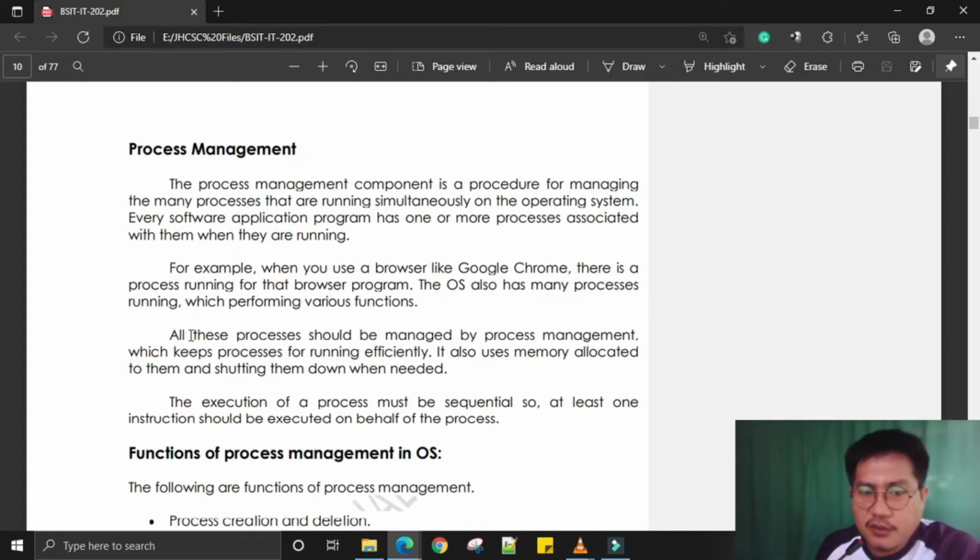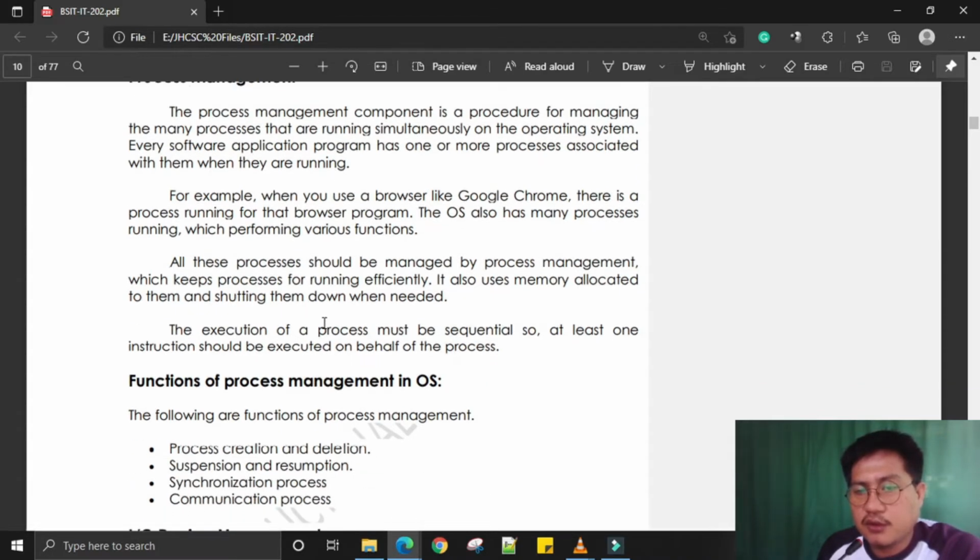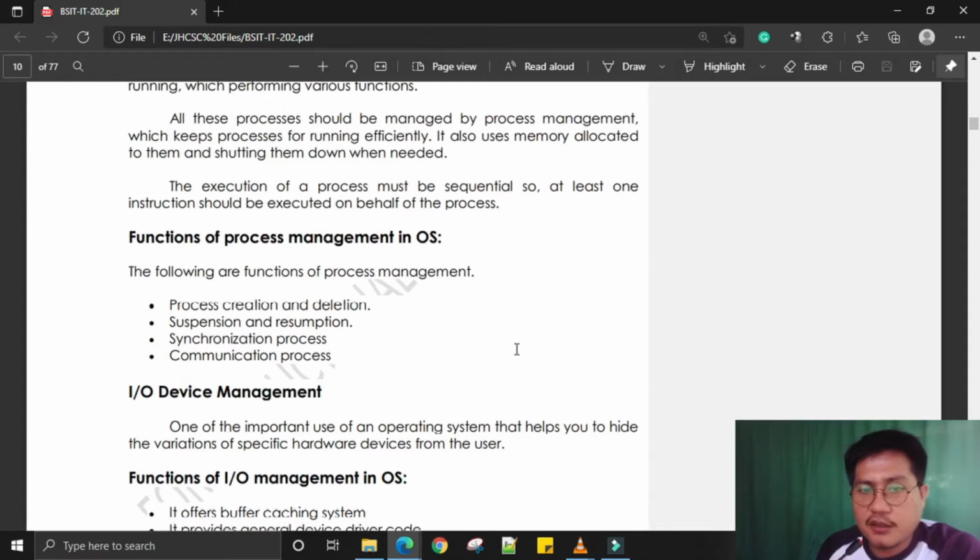So all these processes should be managed by process management, which keeps processes running efficiently. It also uses memory allocated to them and shuts them down when needed. The execution of a process must be sequential, so at least one instruction should be executed on behalf of the process. These are the functions of process management: process creation and deletion, suspension and resumption, synchronization, and communication.